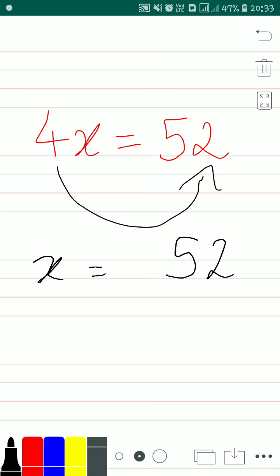52 upon 4. Now the sign will change and the answer will be 13.